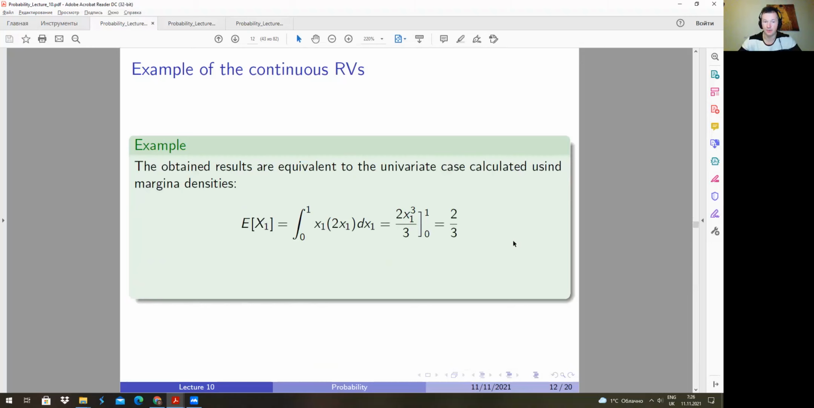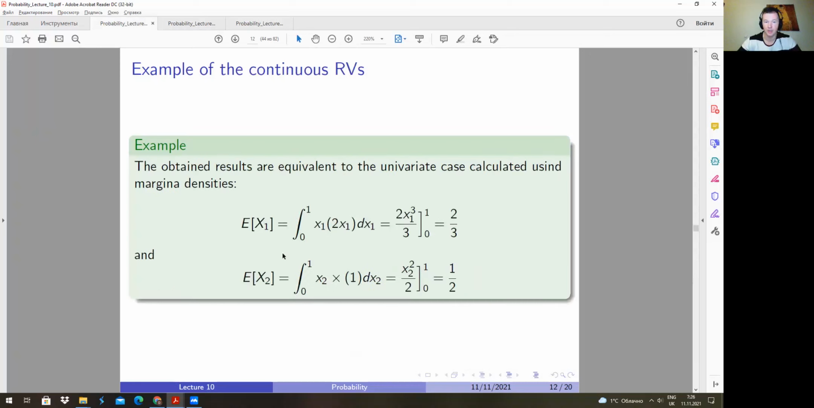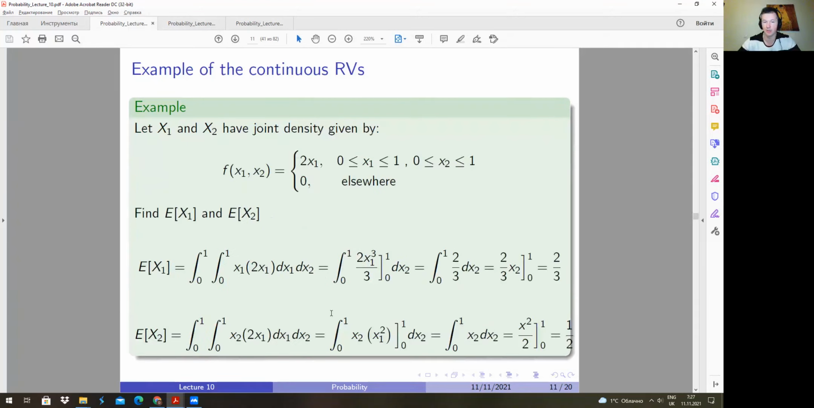And for the second variable, my marginal density is just 1, which was obtained in the previous lecture. When I integrate x2 times 1, it gives me x2 squared over 2, which is 1 over 2. So the same, exactly the same outcome as after this double integration.